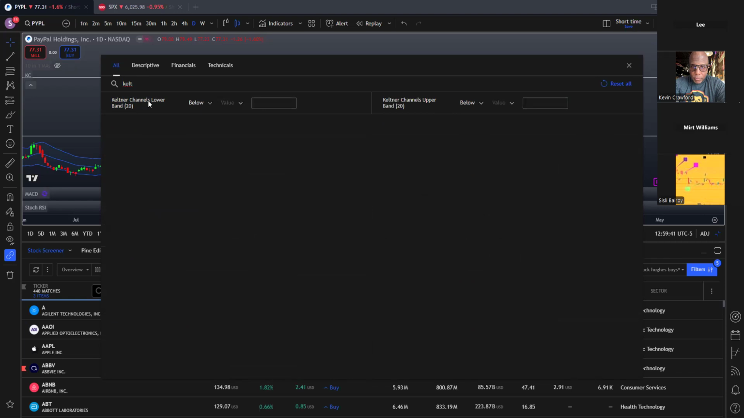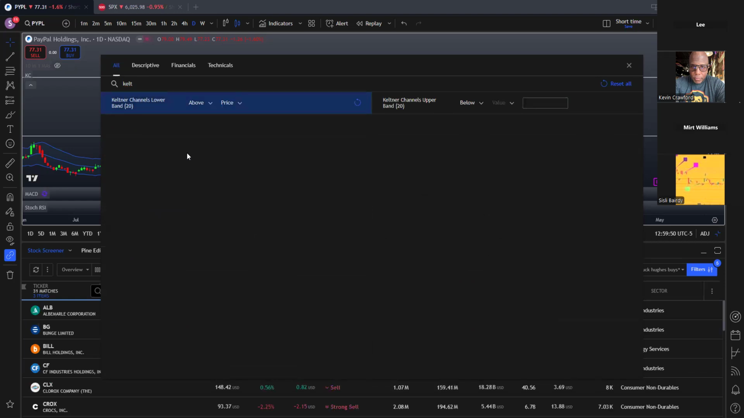So I want the Keltner channel lower band above the value of price. And what you'll see here is it populated 31 matches for me on a daily chart. So what this does is we're going to go through some of them now and see what we get.